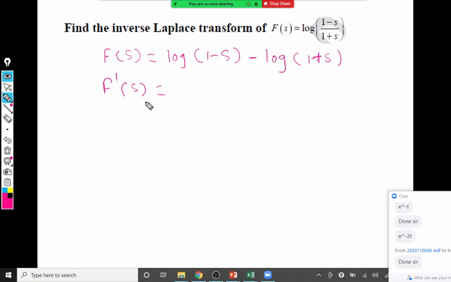Now you can tell me the derivative. Yes. Minus 1 by (1 minus s), minus 1 by (1 plus s). Very good. This minus sign is very important, because the derivative of log is 1 upon (1 minus s) into the derivative of (1 minus s), which is minus 1. So minus is very important. Very good.